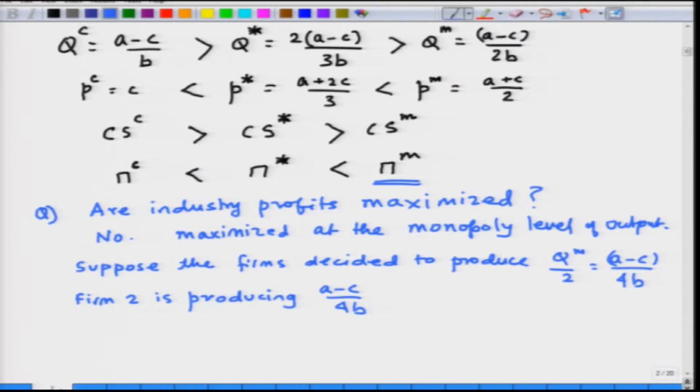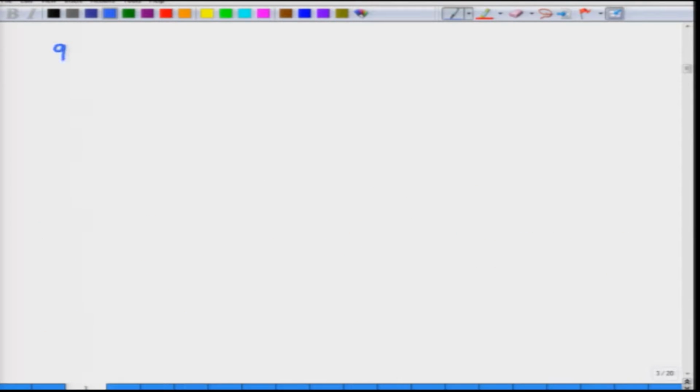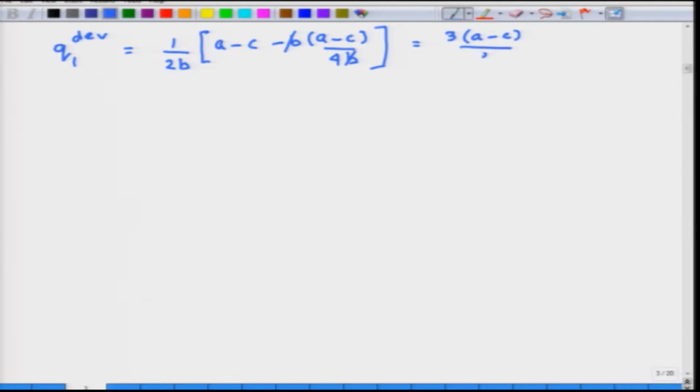So, firm 1's best response, its deviation level of output, is going to be 1/2B times (A - C - B times Q2), but Q2 is essentially (A - C)/4B. So, essentially the B gets cancelled, and this is equal to 3 times (A - C)/8B.